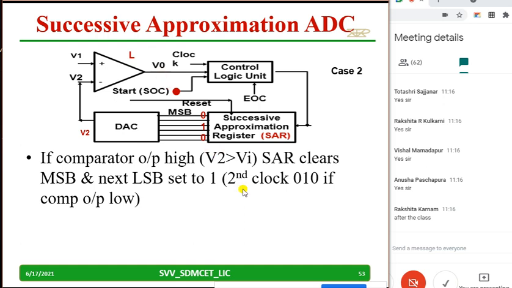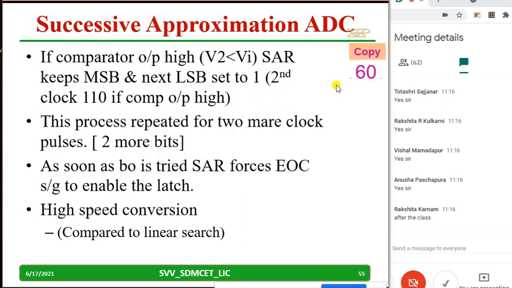This means I am skipping half, and I am going either to the upper half or the lower half, depending upon the op-amp output, whether it is high or low. So try to understand and read this. Whatever I explained, the same thing is given in this slide. Copy it down, you have 1 minute.